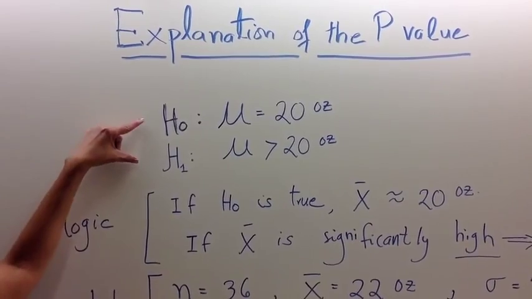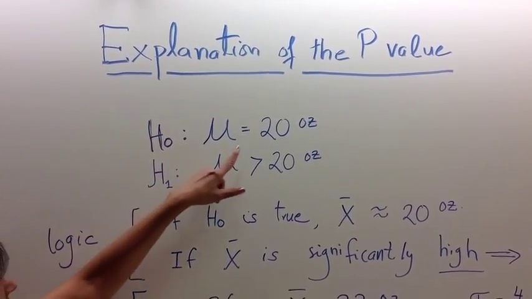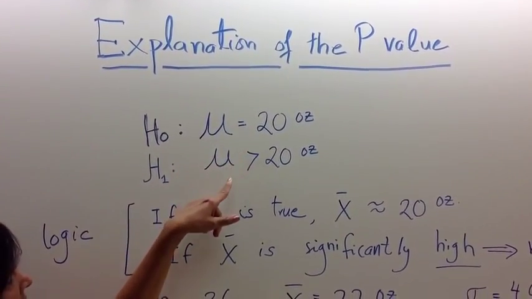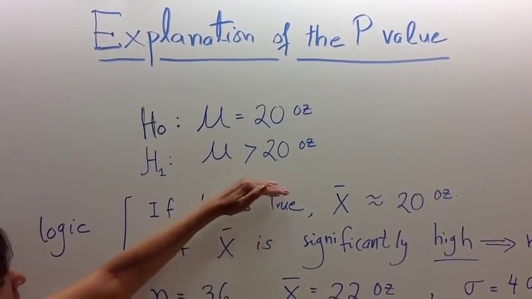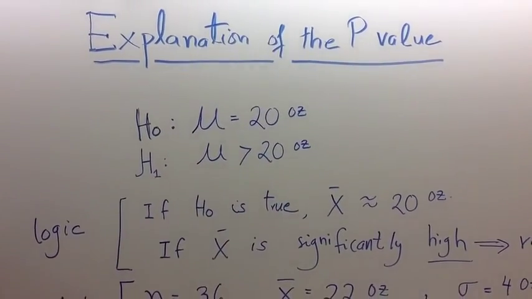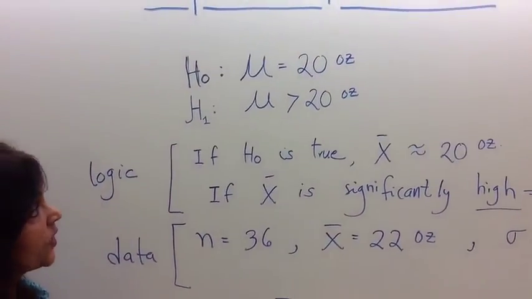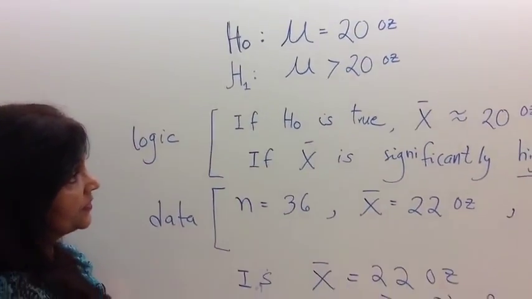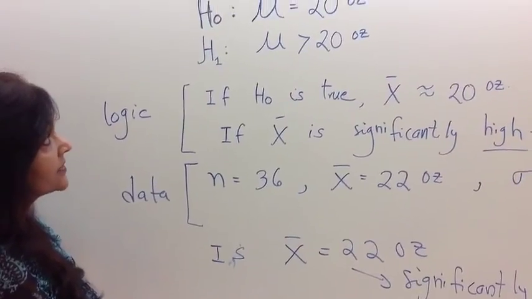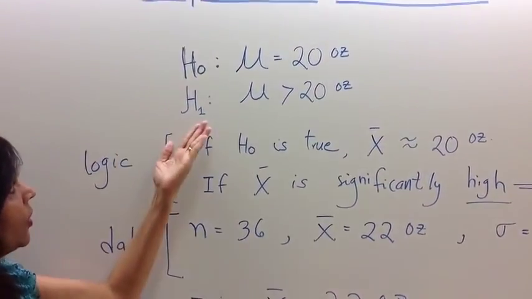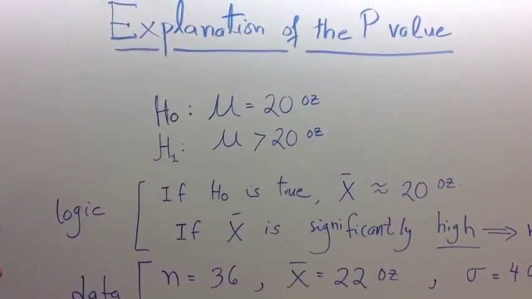So now we have two statements. Null is that the mean is equal to something. Alternative in this example is that the mean is bigger than 20 ounces. And the idea is that we will take a random sample from this population, examine the sample and decide whether the sample supports the null hypothesis or the alternative hypothesis.